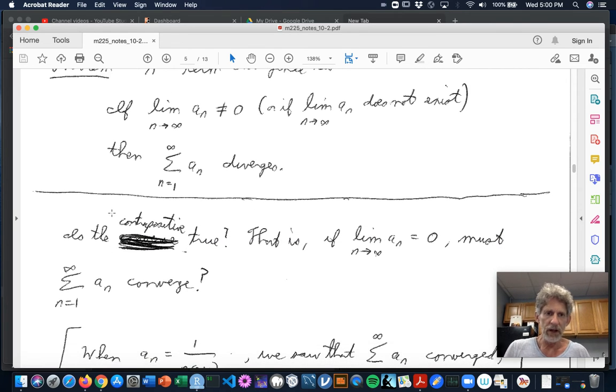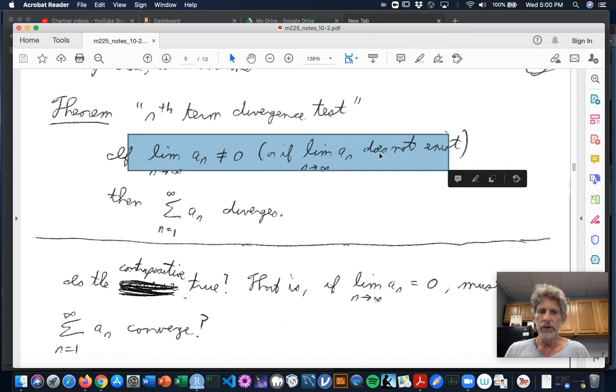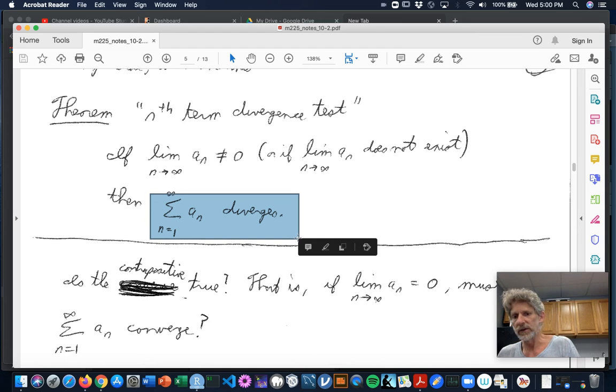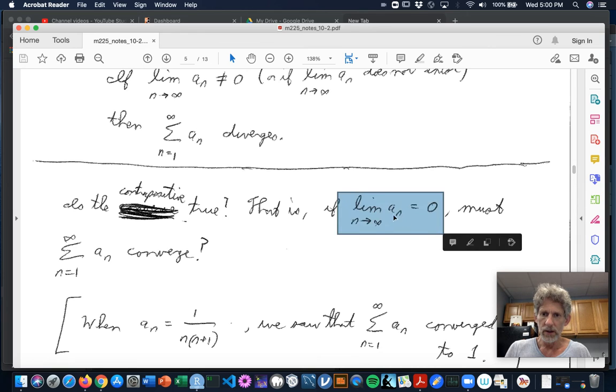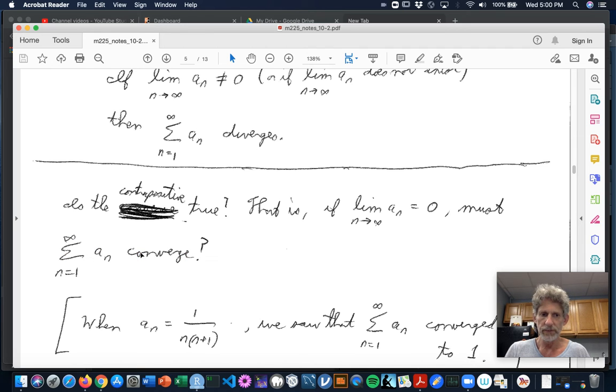Now, I'm wondering about the contrapositive of that if-then statement. The contrapositive of an if-then statement looks like this. Instead of if P, then Q, it's if not Q, then not P. And I'm kind of wondering, if the a_n's had a limit of 0, would it be the case that the series does not diverge, that the series converges? If the limit is 0, is it the case that the series formed out of that sequence converges?